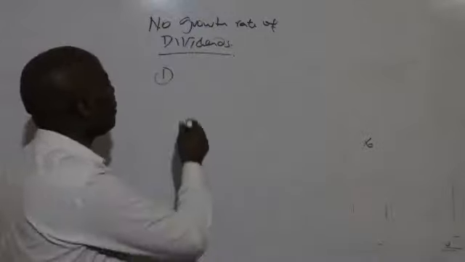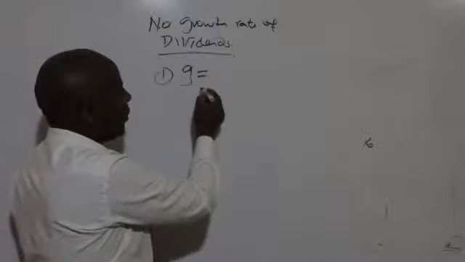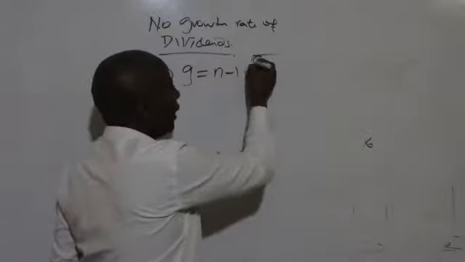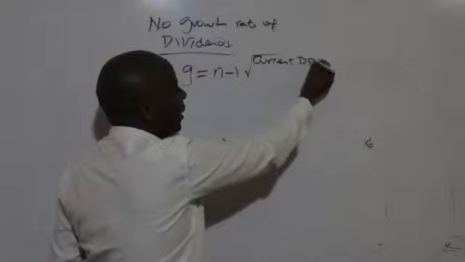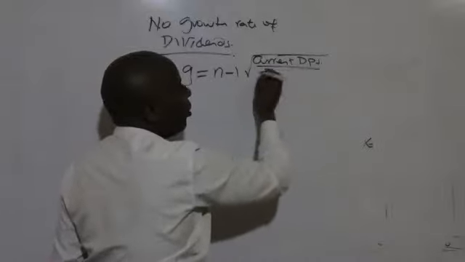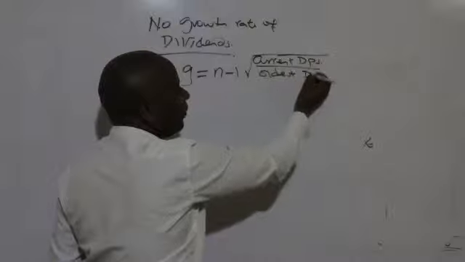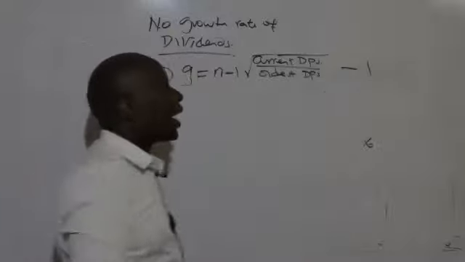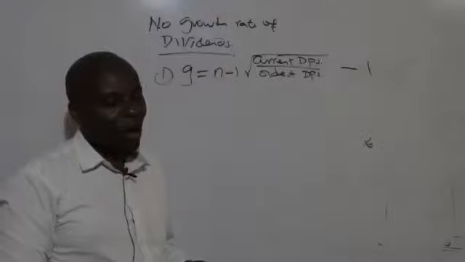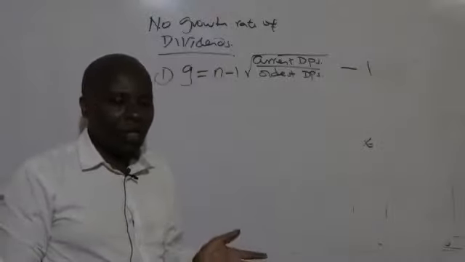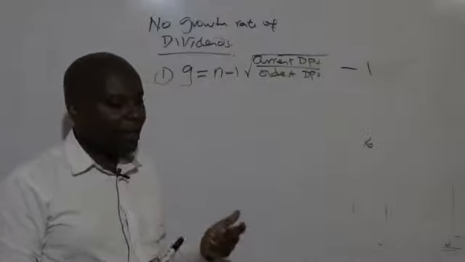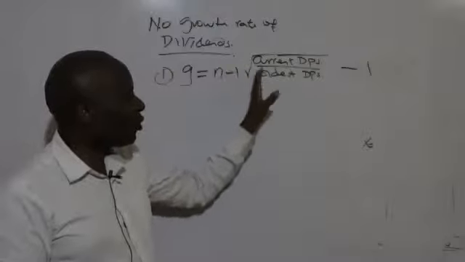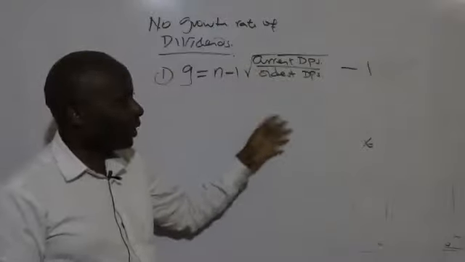One of the ways, I want to believe you still remember this, is that our G will be equal to the root of n minus 1, of the current DPS all over the oldest DPS. And then at the end of the day, we'll subtract 1. Remember, N stands for number of years. So G equals the n minus 1 root of current dividends over oldest dividends, minus 1.